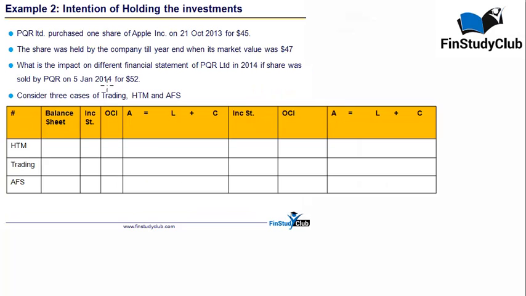So jumping on to the second example, you would remember that we have done the first example already, with that basic overview session. Under this example, we are assuming that the purchase has been done for 45 and the market value on the year end date was 47. So to speak, there is an unrealized gain of $2. Now the question is, what is the different impact on the balance sheet and profit and loss account of both the years if the selling price ultimately was $52?